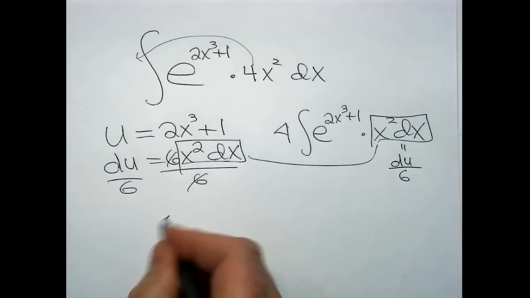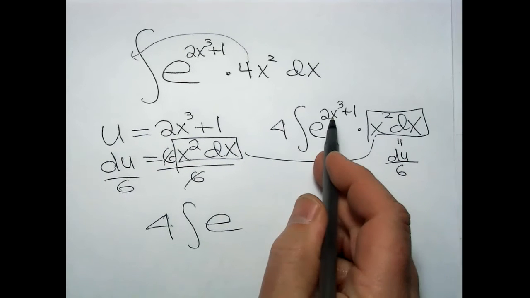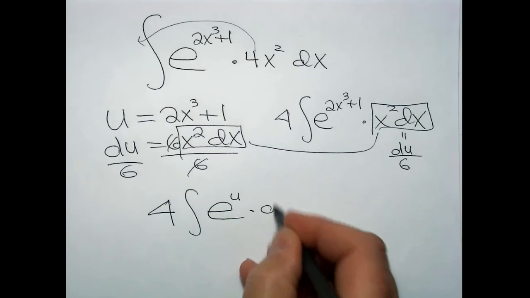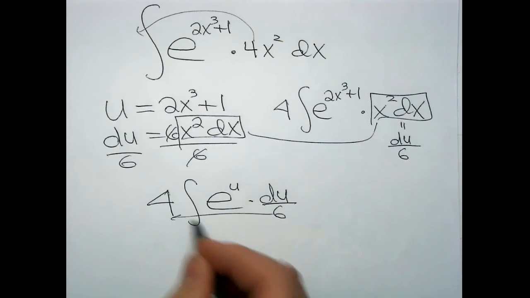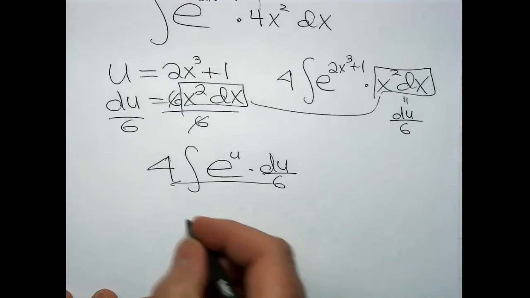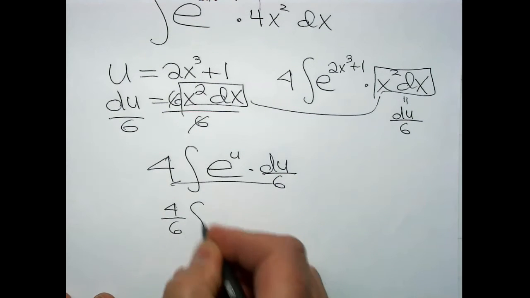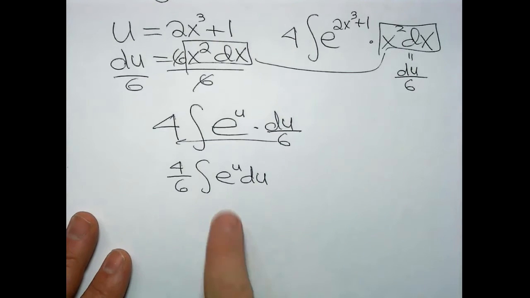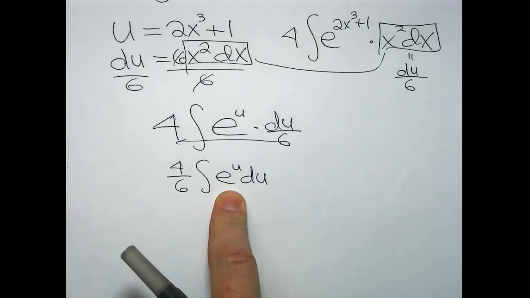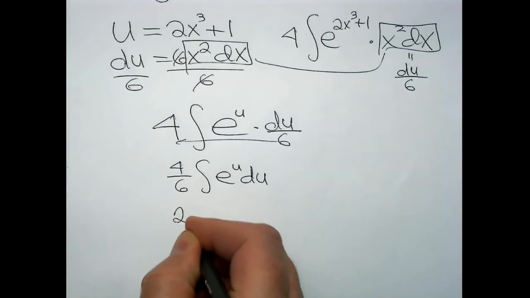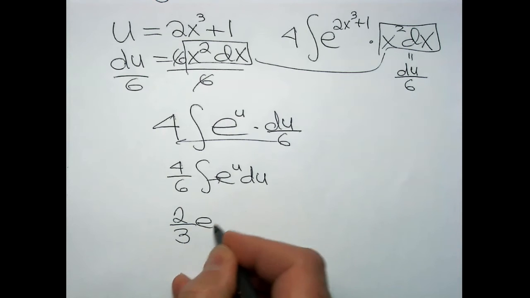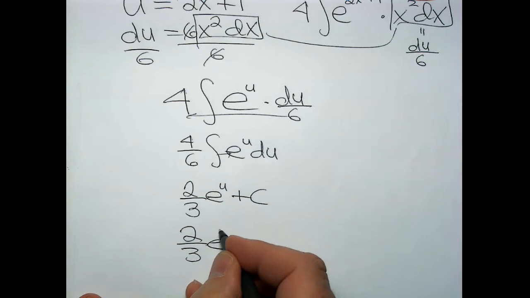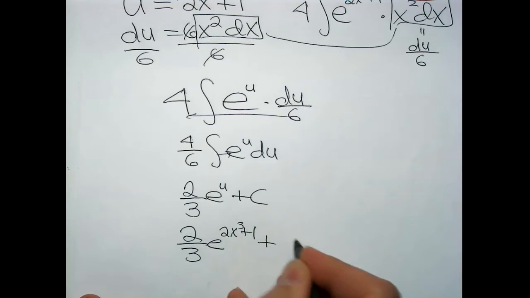So what's this going to look like? 4 e to the 2x cubed, well, that's all going to be rewritten as u now. And this box became du over 6. We can slide that 6 out front, and if we do that, we get 4 over 6, integrate e to the u du. So no matter how tough the problem seems, we can always land on this. Well, 4/6 is 2/3, and the integral of e to the u is e to the u. And so the answer would be 2/3 e to the, well, u. You got to put u back.